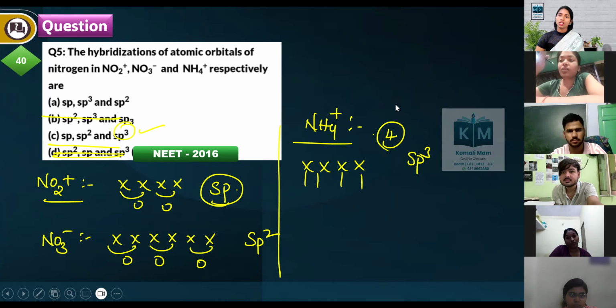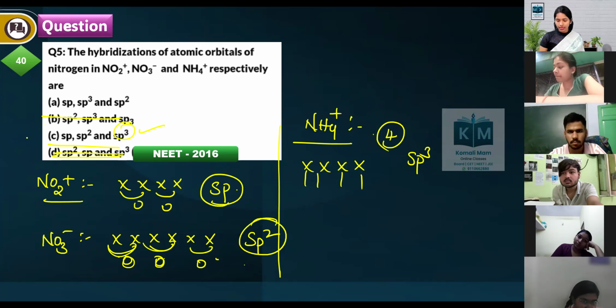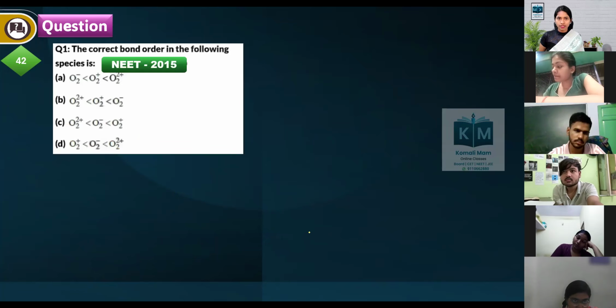How sp3? sp2, no? 2 electrons, 1 sharing, 1 total, steric number is 3. So 1, 2, 3, steric number is 3. sp2 is the hybridization. Correct. Option C is the correct answer.